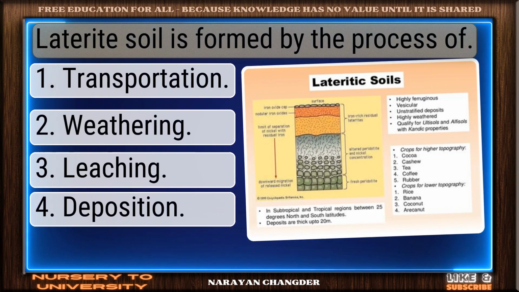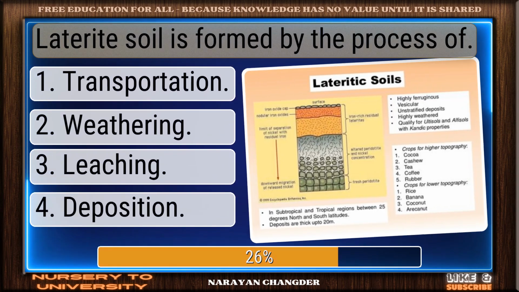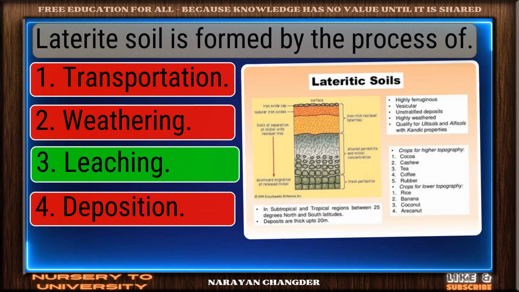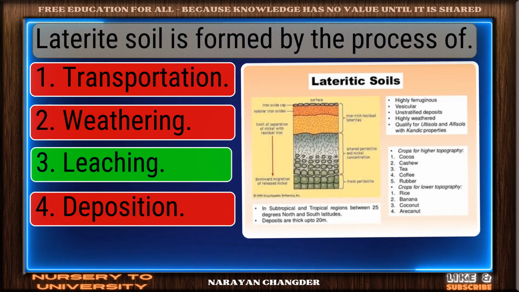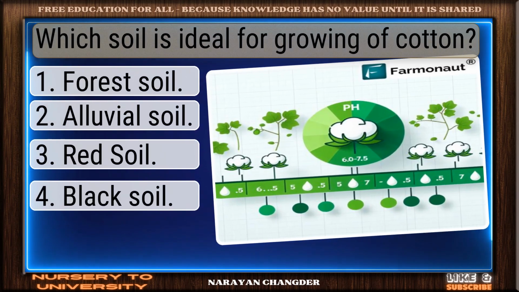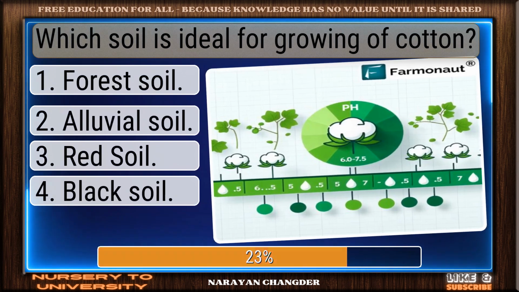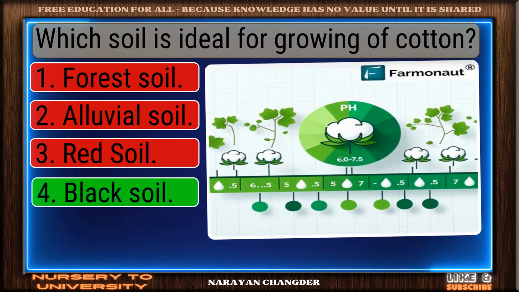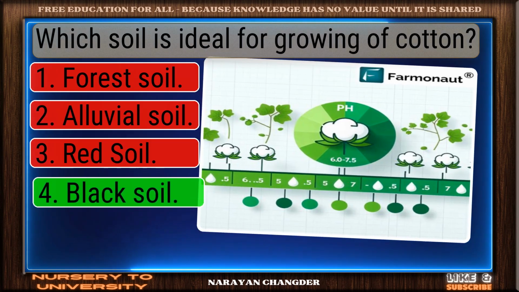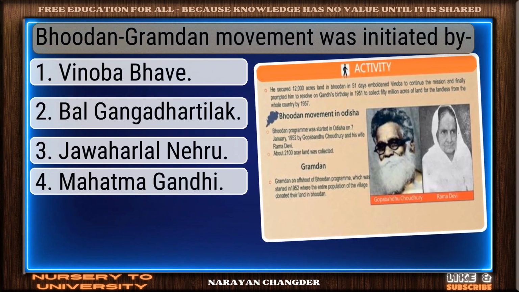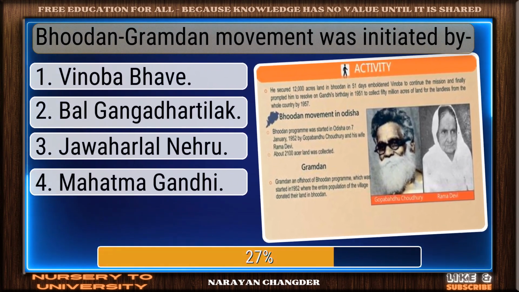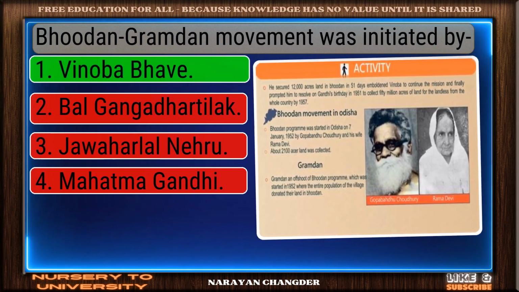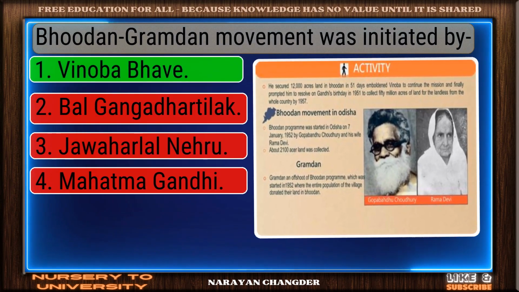Laterite soil is formed by the process of? You chose leaching? Correct. Which soil is ideal for growing of cotton? Correct response. Black soil is accurate. Bhoodan Gramdan movement was initiated by? You got it. Vinoba Bhave.